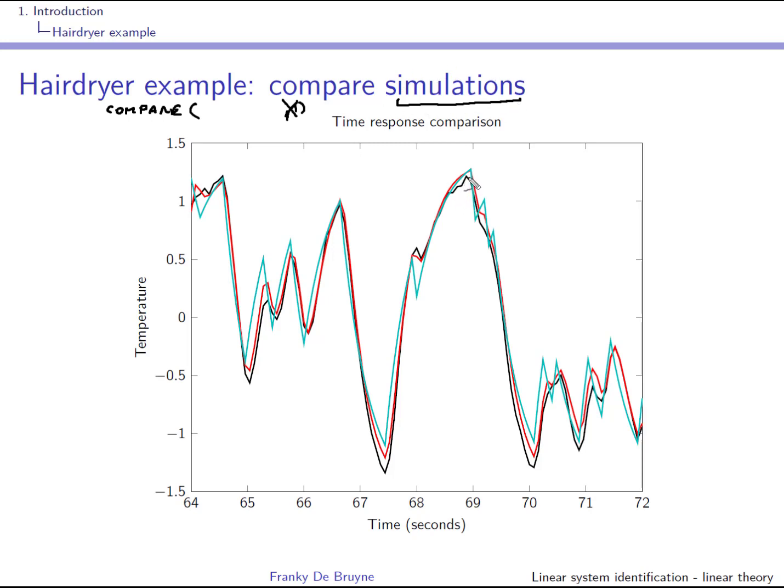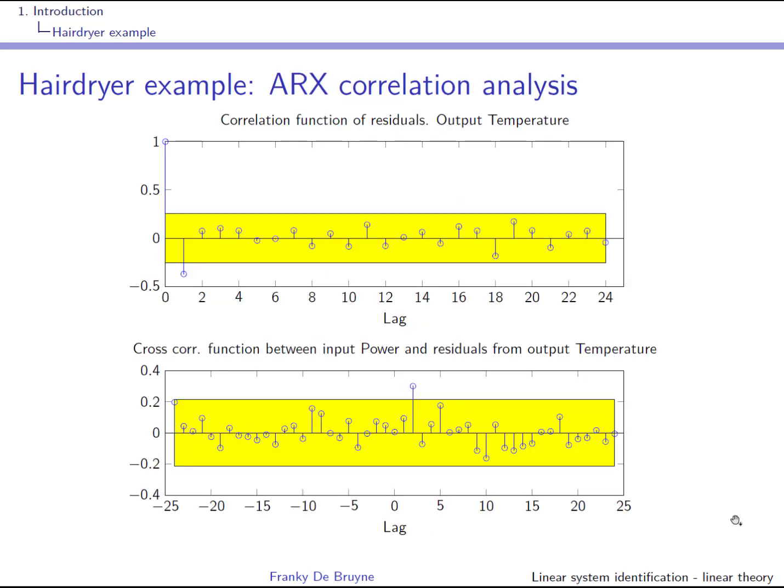So in black over here you have the actual data, and in red you have the output of the ARX simulator, and in cyan you have the output of the output error simulator. So here is the result of the correlation analysis for the ARX model. Remember that the residual is really the output that is measured minus the predicted or simulated output. It depends, right? So what you can then do is do correlation analysis, and this is really computing R epsilon epsilon tau, where tau is the lag.